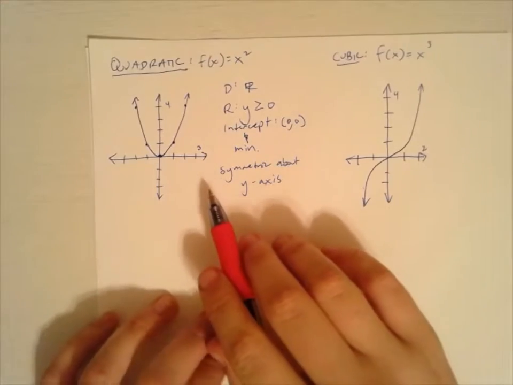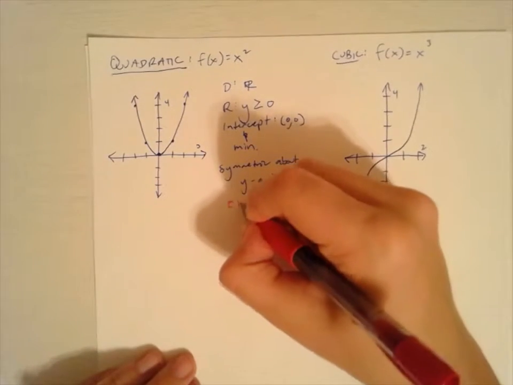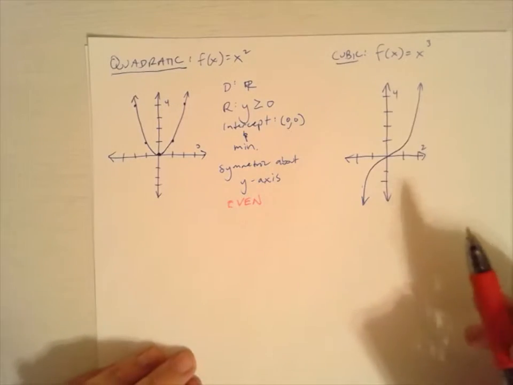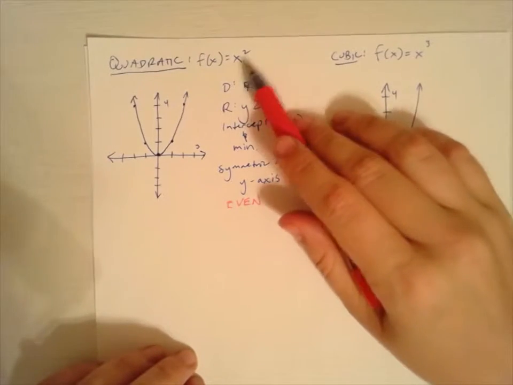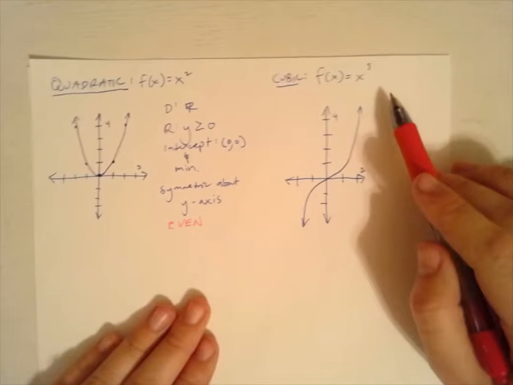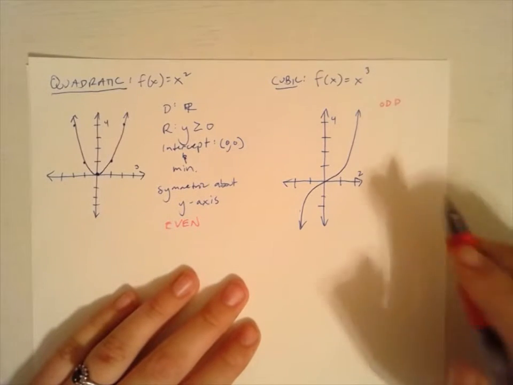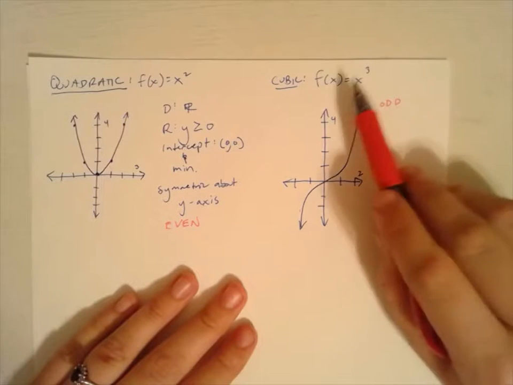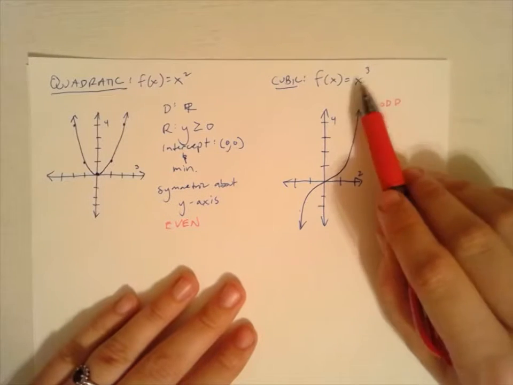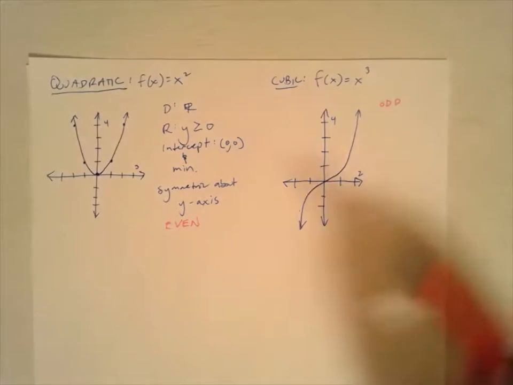But it's important for us to understand that this is, and you know what? Go back to your quadratic, write something else for me. Make sure you write that this is an even function. If we were to substitute in a negative x, we would get the same function, which makes it even. Over here, the cubic function is always going to be odd, because if we substituted in a negative x, we would get a negative function, the opposite of our function, so it would be odd.